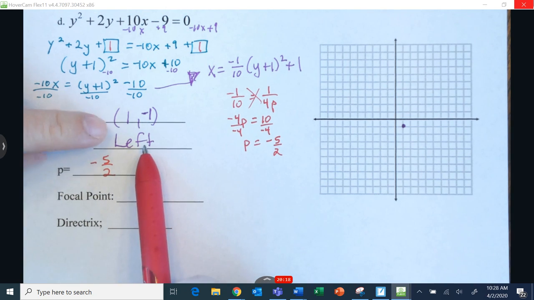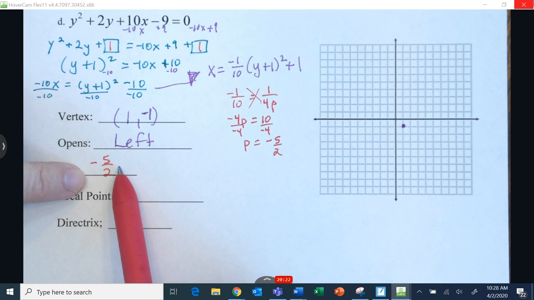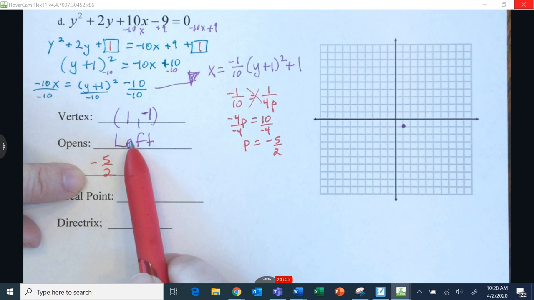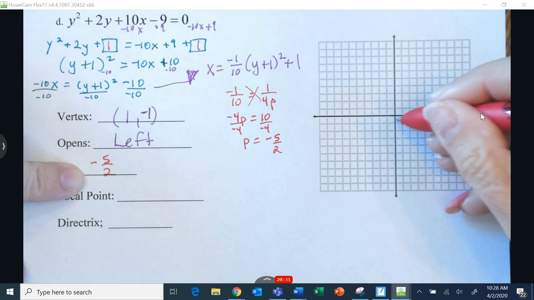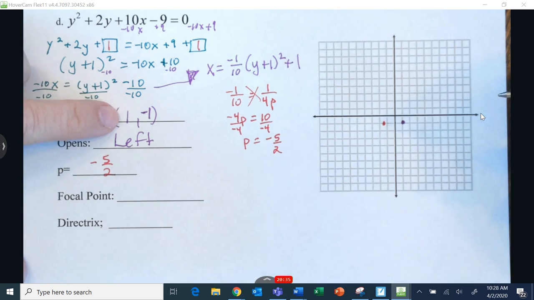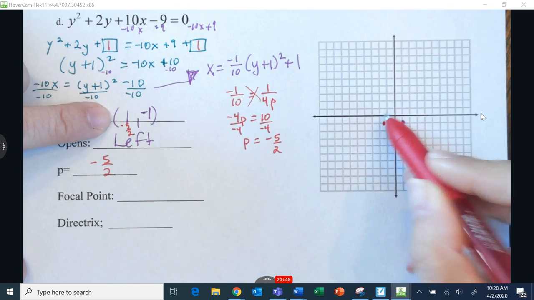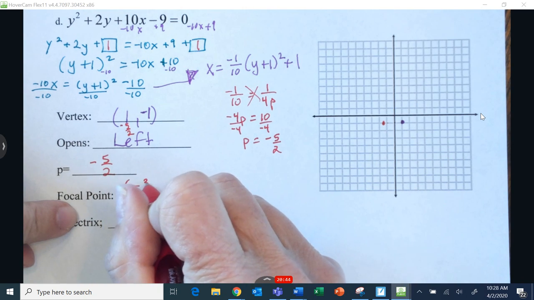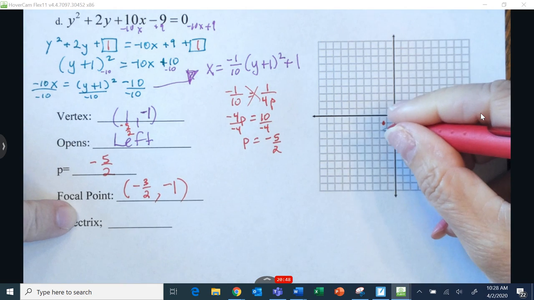So we are going to go to the left 5/2. Okay, the negative right there is telling me it's going to the left. I'm not doing left negative, I'm doing left 5/2. So from here I'm going to go 1, 2, 1/2. Or you could go to the x value up here and subtract 5/2. That is at negative 1 1/2, or negative 3/2, comma, still y is negative 1. So there's our focal point.